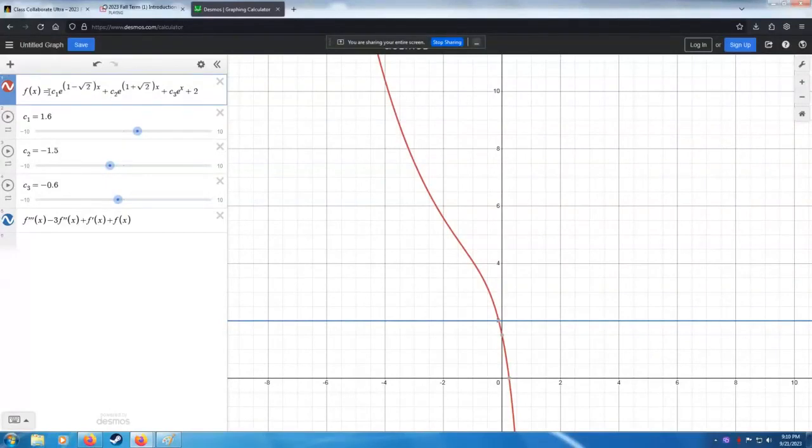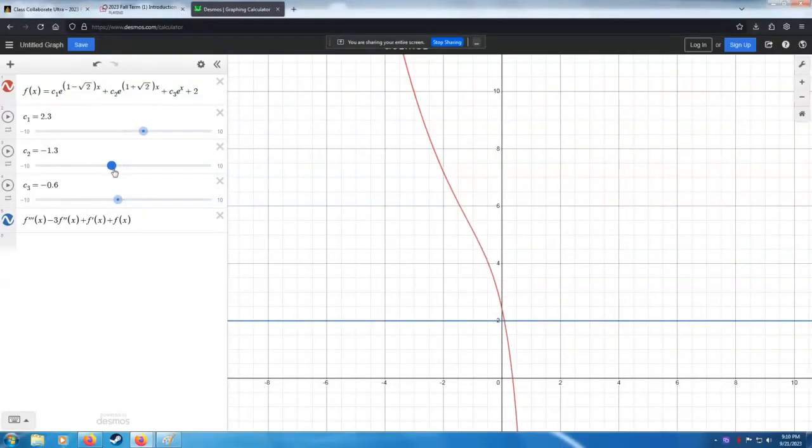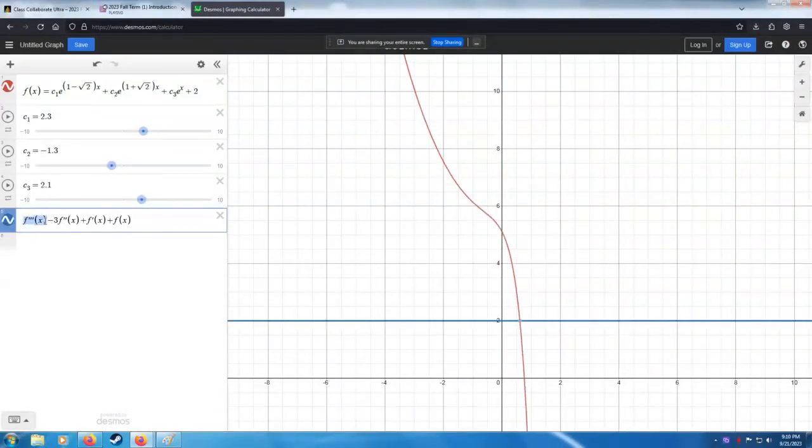So this is our whole solution where C1, C2, and C3 are constant. And if you take the third derivative minus 3 times the second derivative plus the first derivative plus the function, you can see it equals 2 everywhere. So therefore, our answer is correct.